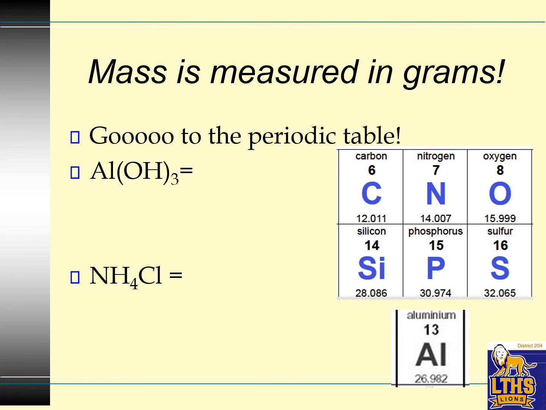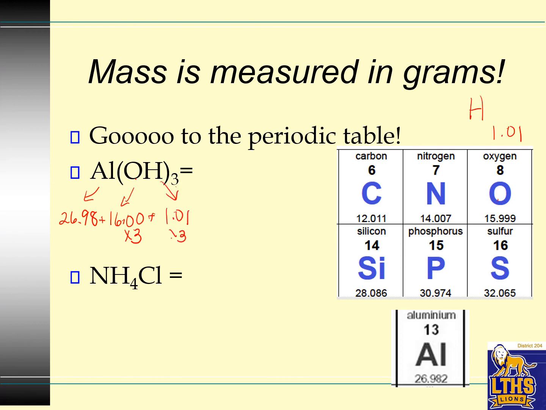Here's a couple more. If we want to know about mass in moles, you have to go to the periodic table. This is called aluminum hydroxide. It's got the element aluminum, the element oxygen, and the element hydrogen, which from the periodic table is 1.01. Aluminum is 26.98, and since there's only 1 in there, I only need it once. Oxygen has 3, so we have 16.00 times 3, plus hydrogen, which is 1.01, also times 3.